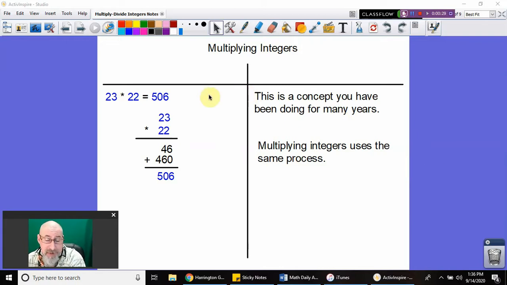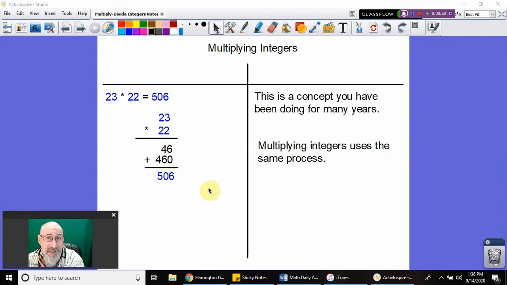This is going to be done just like you've been doing. So we have 23 times 22. You can set that up. 23 times 22. Do your multiplying. 2 times 3, 6. 2 times 2 is 4. Add the 0. 2 times 3, 6. 2 times 2, 4. Add it together and you get 506.